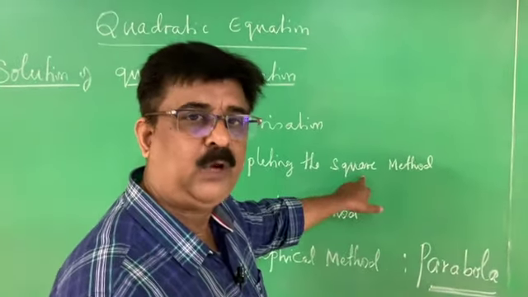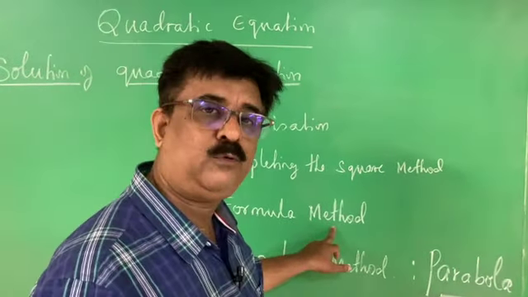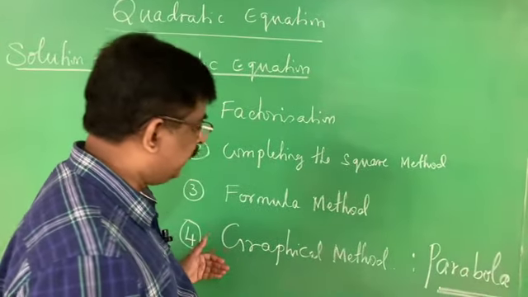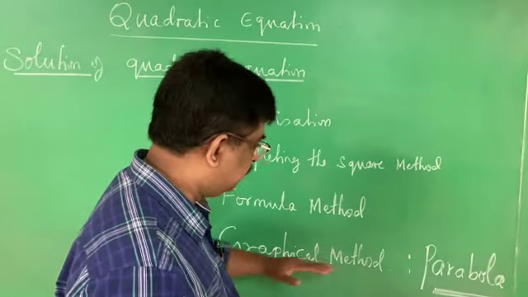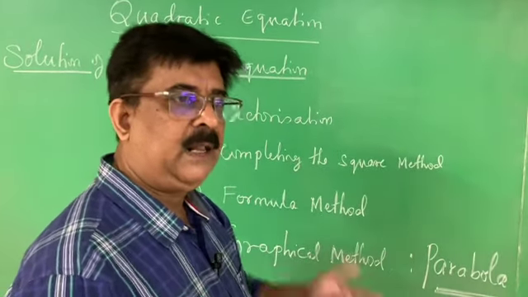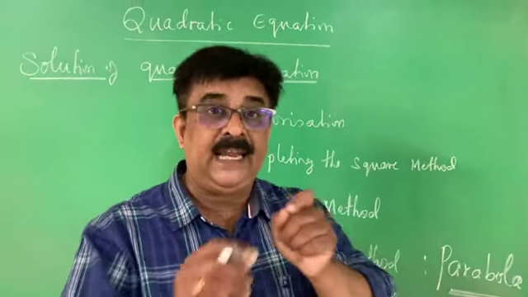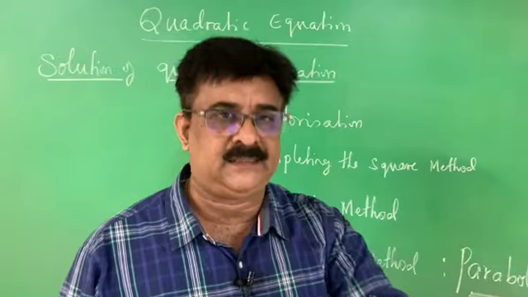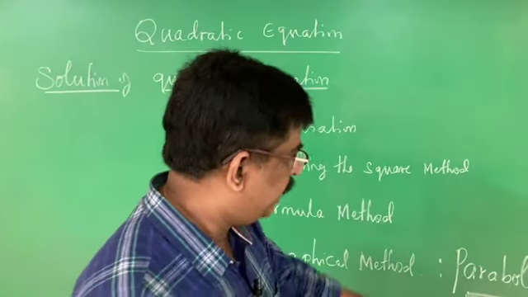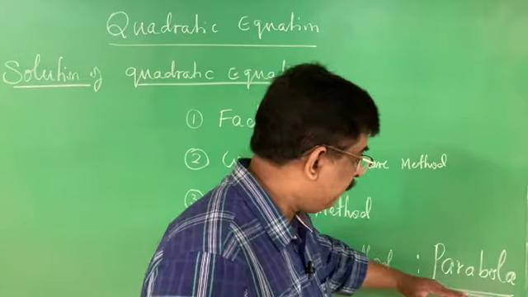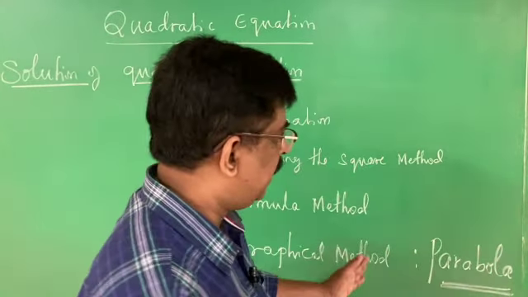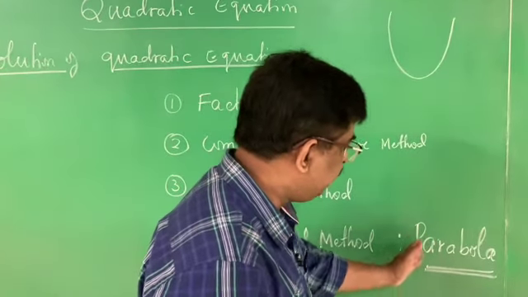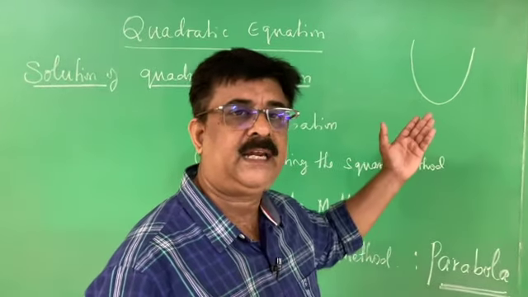We are going to derive that formula also. By the formula method, we can find the roots of the quadratic equation. That is the third method of solving the quadratic equation. And the last one is the graphical method, which is mentioned in the chapter called polynomials. Try to understand, the graph of a linear equation is a straight line. The graph of a quadratic equation is a parabola, a U-shaped graph, and using that graph also we can find the roots of the quadratic equation.